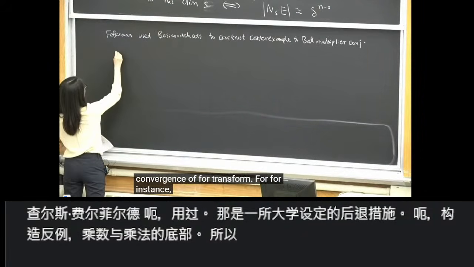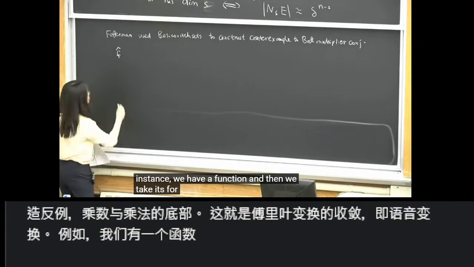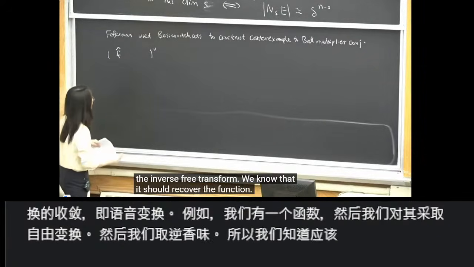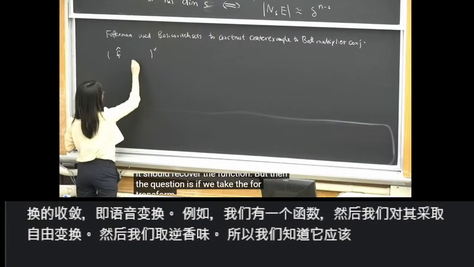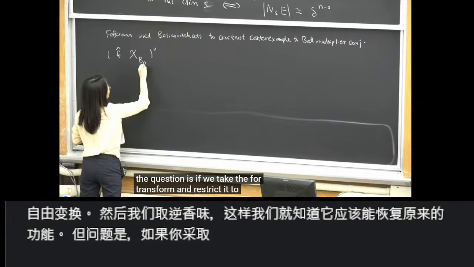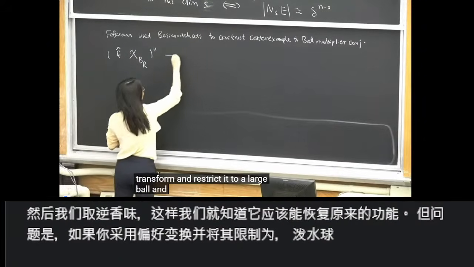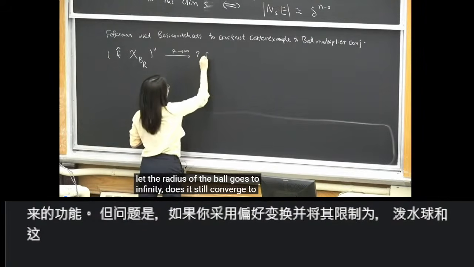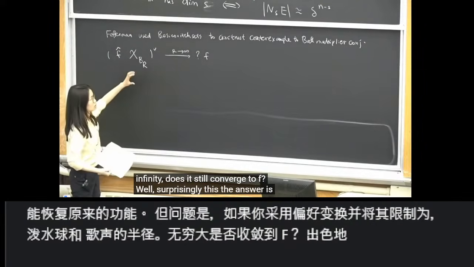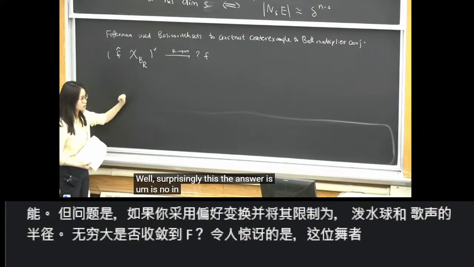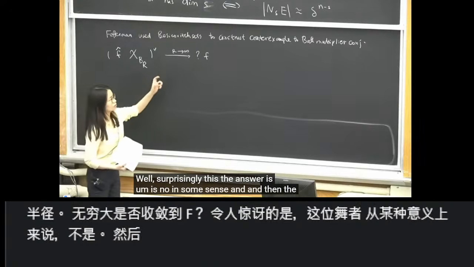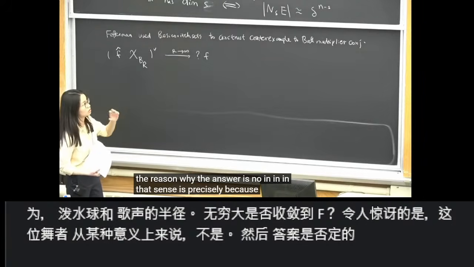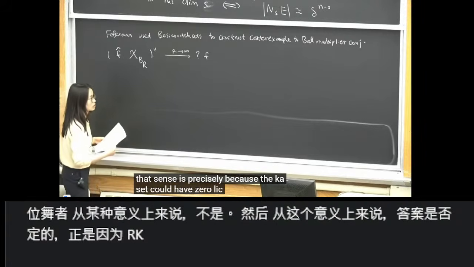For instance, we have a function, and then we take its Fourier transform, and then we take the inverse Fourier transform. We know that it should recover the function. But then the question is, if we take the Fourier transform and restrict it to a large ball and let the radius of the ball go to infinity, does it still converge to f? Well, surprisingly, the answer is no in some sense, and the reason why the answer is no in that sense is precisely because the Kakeya set could have zero Lebesgue measure.